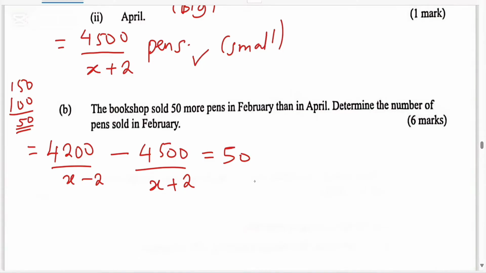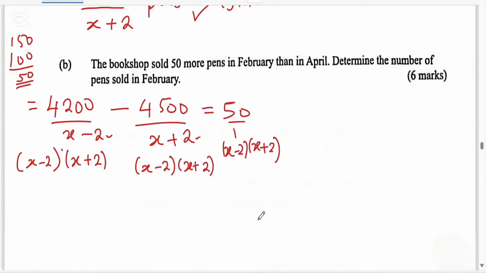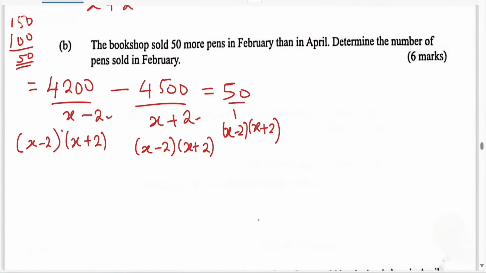After that, multiply by the LCM of this 3. Wapo kuna over 1 pia. So multiply by its LCM. So LCM yake ni X minus 2 times X plus 2. Na hapa pia X minus 2 multiply by X plus 2. Na hapa the same scenario, X minus 2, X plus 2. Let's continue.